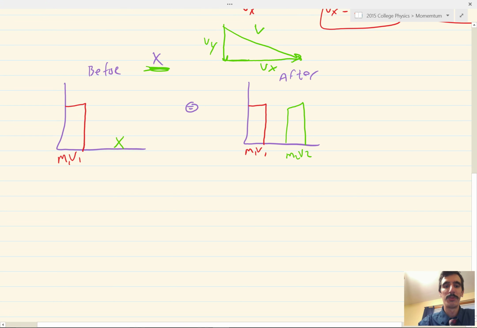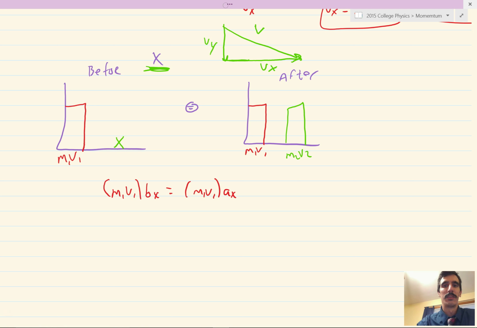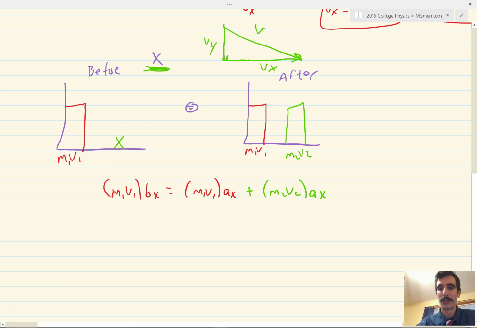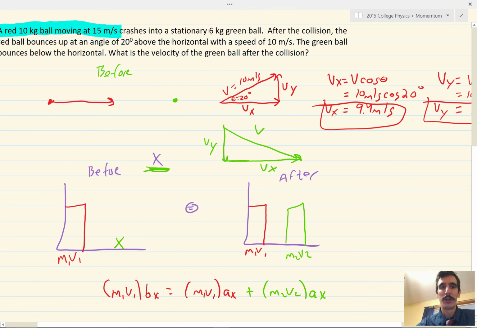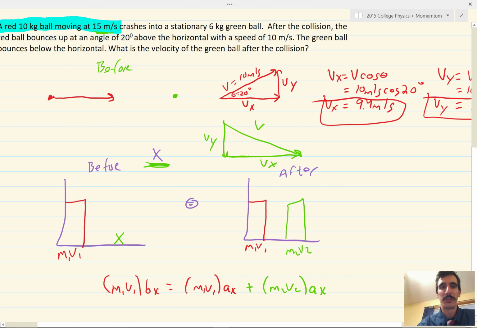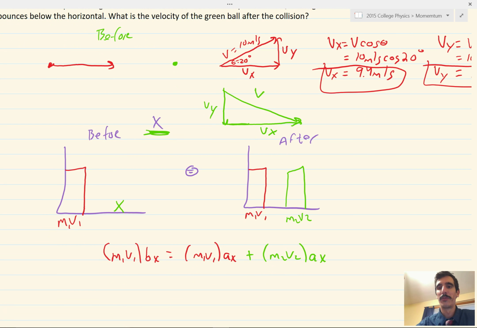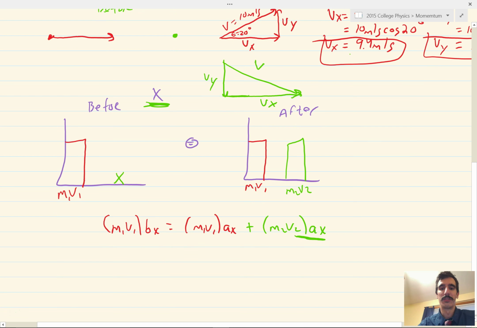We've got M1V1 before. We're also going to put an x there, so before in the x direction is equal to M1V1 after in the x direction. And we'll use green for now, but we'll go to a different color next, plus M2V2 after in the x direction. We know the velocity of the red ball, it's 15 meters per second in the x direction before. We know the velocity of the red ball after, it's 9.4 meters per second. So all we're solving for is V2 after in the x direction.